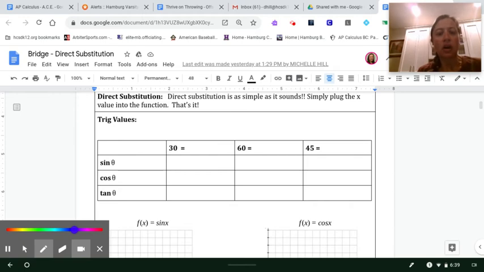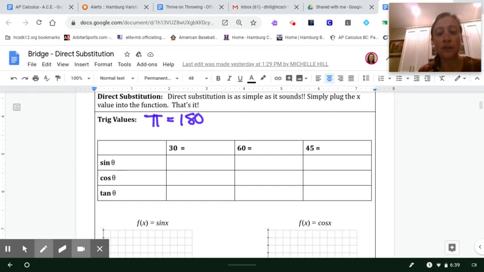So just to recall, pi is equivalent to 180 degrees. So when I want to figure out 30, I really just do 30 degrees. I do 30 divided by 180, kill the zeros. 18 divided by 3 is 6, so this is really pi over 6. Okay, so 180 divided by 6 is 30.